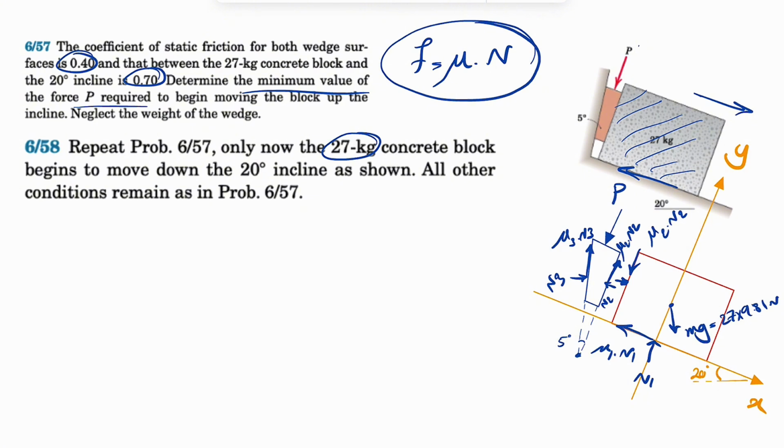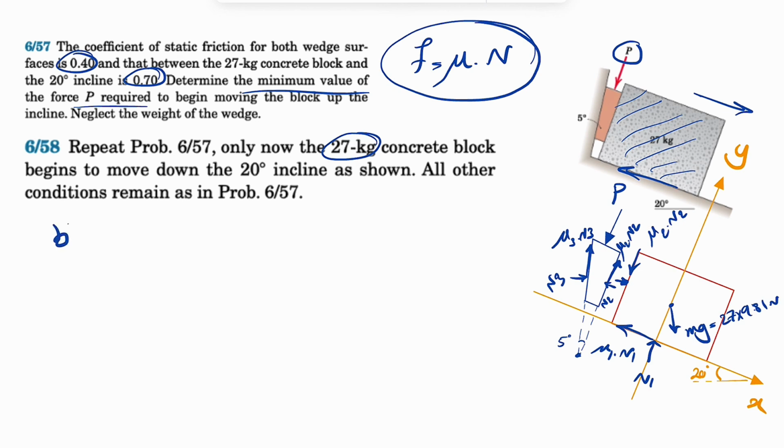Now we just have to apply our equilibrium equations. So we're going to go with the assumption that the system is in equilibrium. It hasn't moved yet, so it's about to move, to the point that if we increase P a little bit, the block is going to move. So we are at that second that the block is about to move. So we are still in equilibrium.